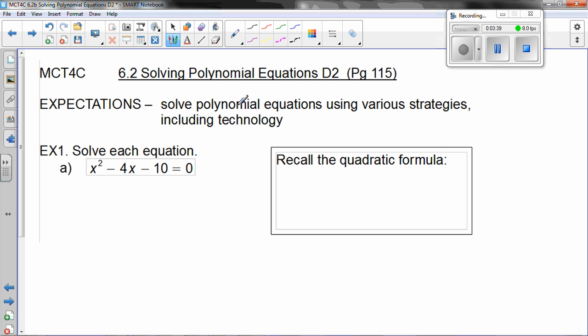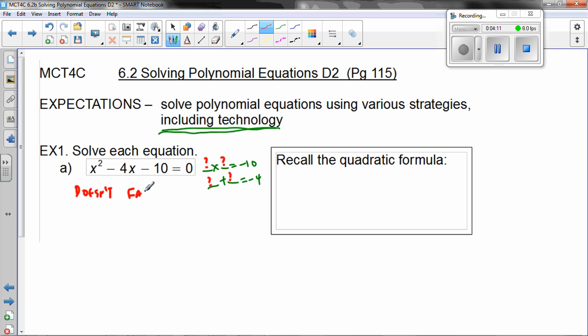Expectations today: to solve polynomial equations using various strategies, including technology. So we already saw or started thinking about how we would use a graph to solve some equations, and now we're going to do this one. This one looks like it can be factored, but when I think about it, numbers that multiply to get -10 and add to get -4, there just ain't any numbers. It doesn't work. This doesn't factor.